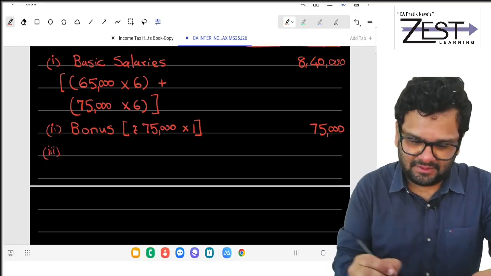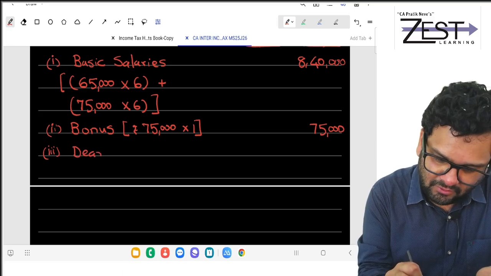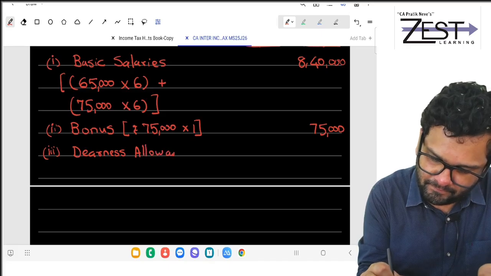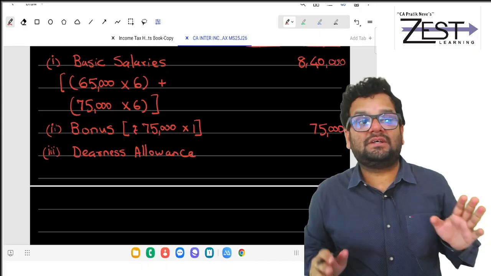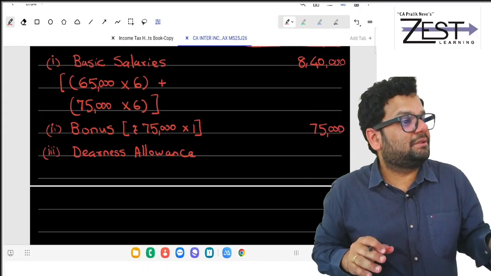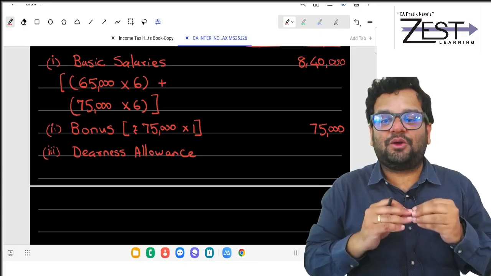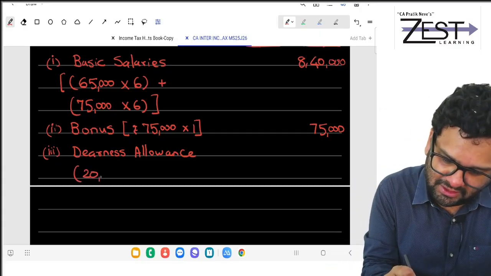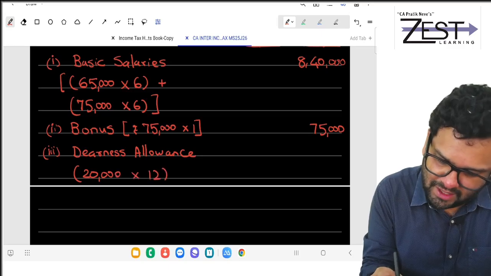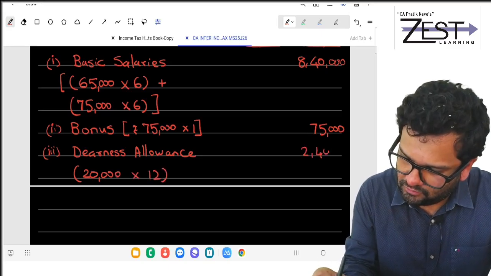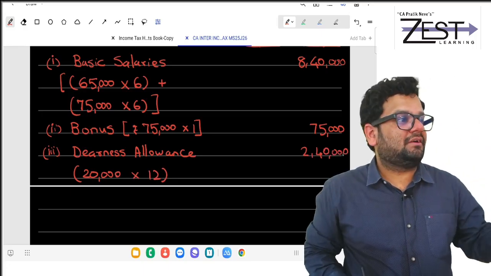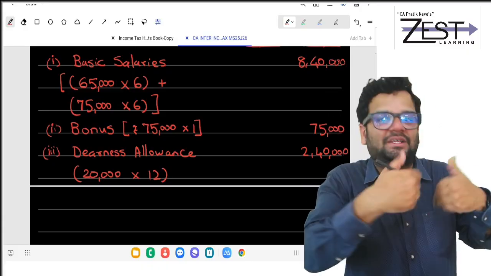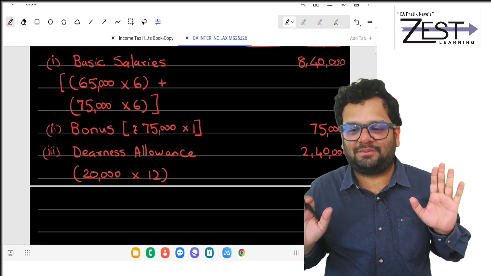What is next? Dearness allowance. What is the dearness allowance amount? 20,000. It doesn't matter how much it is as per terms of employment. While taxing it, you have to tax the entire amount. So it is how much? 20,000 into 12, 2 lakh 40,000. Whether it is as per terms of employment or not doesn't matter. You have received that amount, so it is going to be taxable.